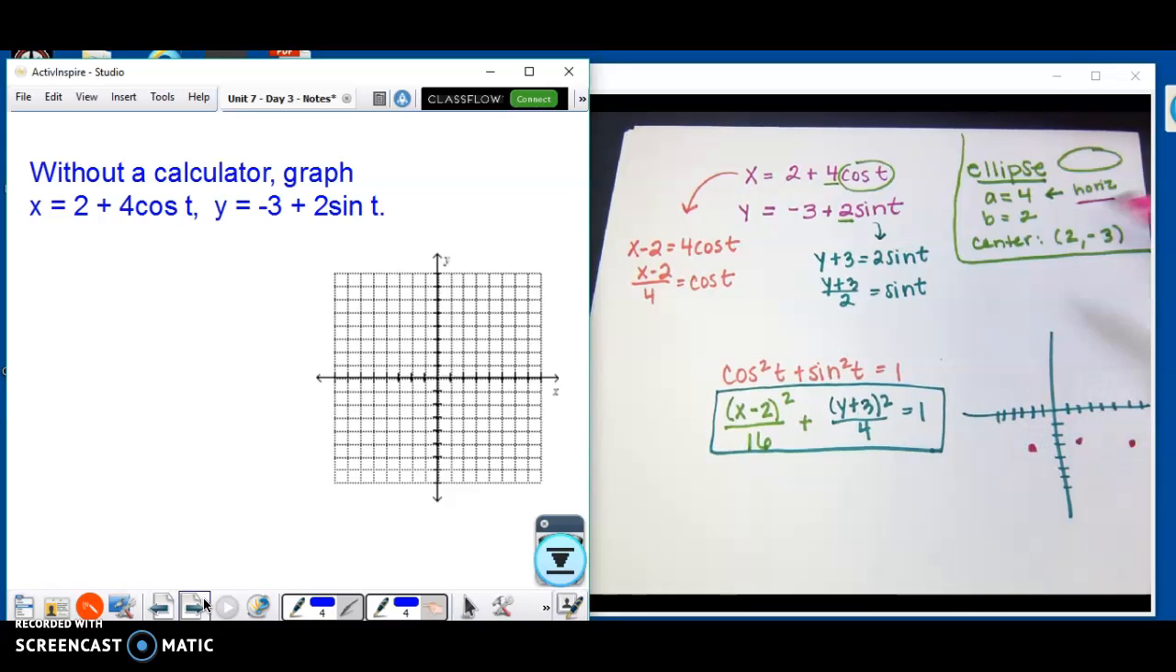My minor axis comes from your B. So I'm going to go up 2 spaces, and I'm going to go down 2 spaces. And then you're going to draw in your ellipse shape. So that's all you really need for the graph. We don't really have to do the focus and stuff. Remember, we could get that from a C value using our A squared equals B squared plus C squared.